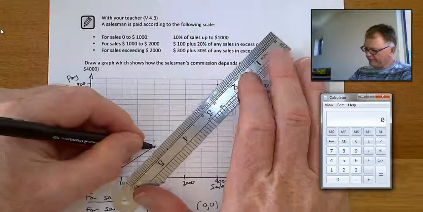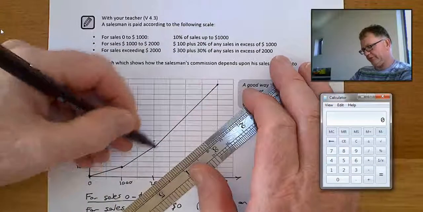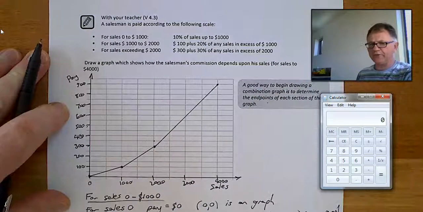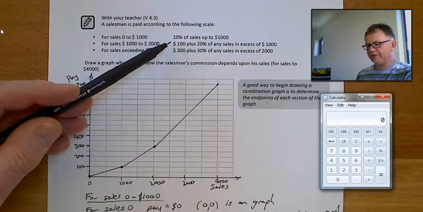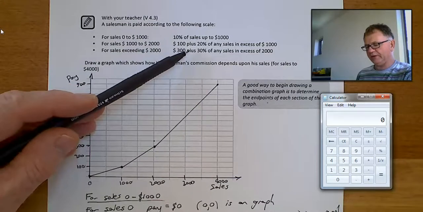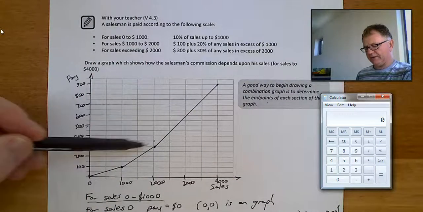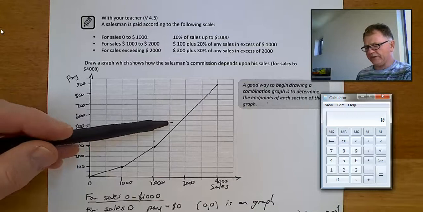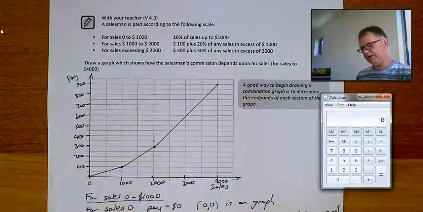Now notice the way the steepness of the graph goes up for each section. Just goes up in terms of steepness all the way. I'm not at all surprised about that because the pay rate was going up. To start off, he was getting paid 10% of his sales, then 20%, then 30%. Those commission rates correspond to the gradient of each section, and the gradient gets steeper as the rate goes up.